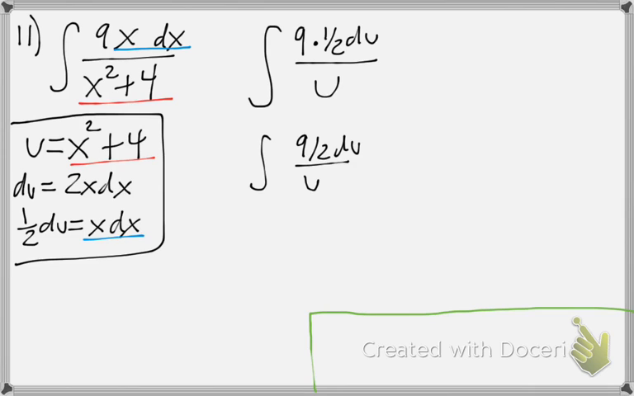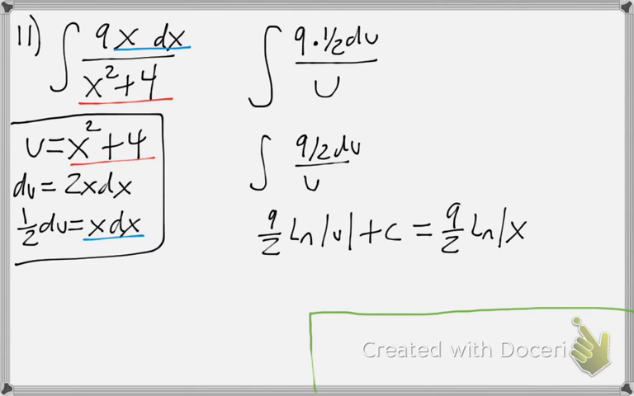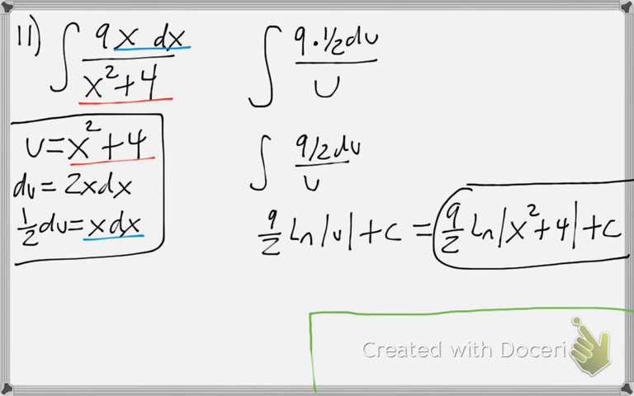So then the integral of this, if we have 1 over u, it's just ln, so this will be 9 over 2 ln of u plus c. So then our final step would be to substitute back. So 9/2 ln x squared plus 4 plus c. And that'll be our final answer.